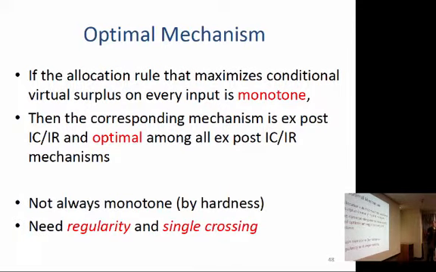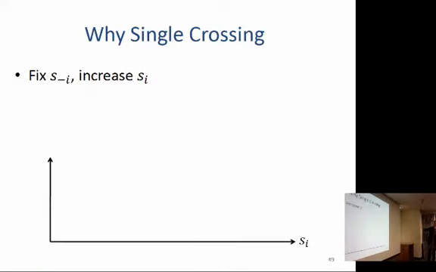Okay, and then we know by hardness it's not always going to be monotone. And I'm going to show two conditions, regularity and single crossing, under which we get this monotonicity. Regularity, I think we're all more comfortable with, and single crossing I want to show now what it is and why we need it.